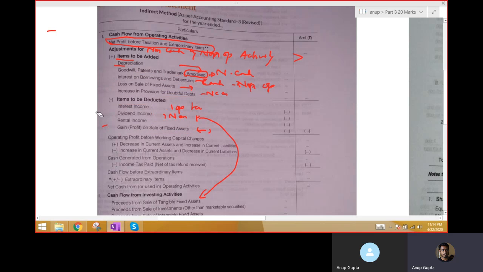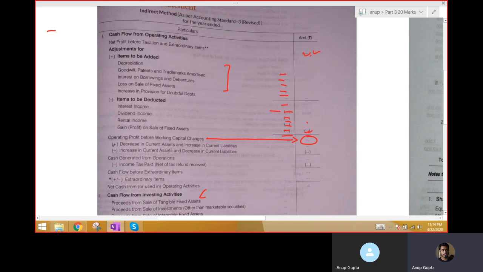This was also explained in the previous video. So now, what we have done is calculated the net profit before tax. Then we have adjustments of non-cash and non-operating items which will be added. We added here and found the total. Then what will be subtracted, we subtracted here, and the net amount is recorded here. Now we will add this one with this one, and we'll get an amount. This amount is known as operating profit before working capital changes.